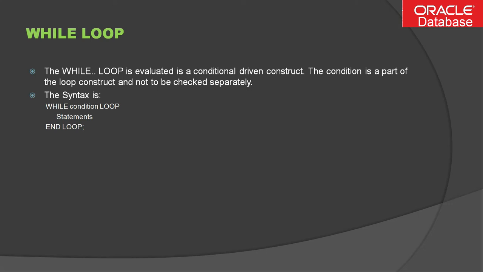As far as syntax is concerned, you have to write the while, then the condition, then loop, and inside that you have a list of statements. The condition is evaluated before each iteration of the loop. If it evaluates to true, the sequence of statements is executed. If the condition evaluates to false or null, the loop is finished and control resumes after the end loop statement. I hope you are clear.